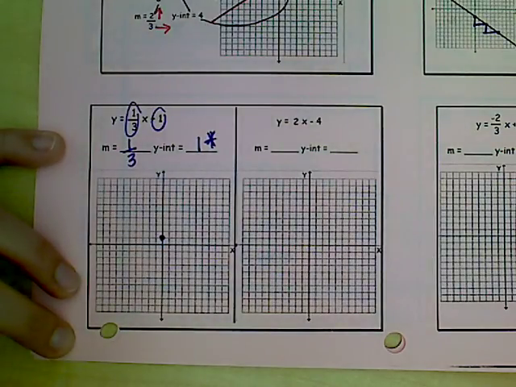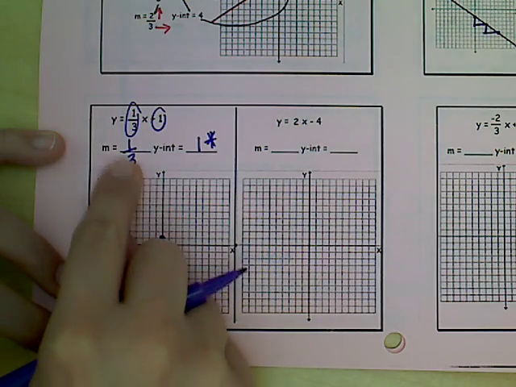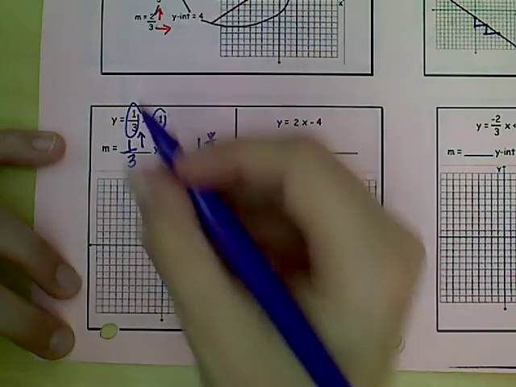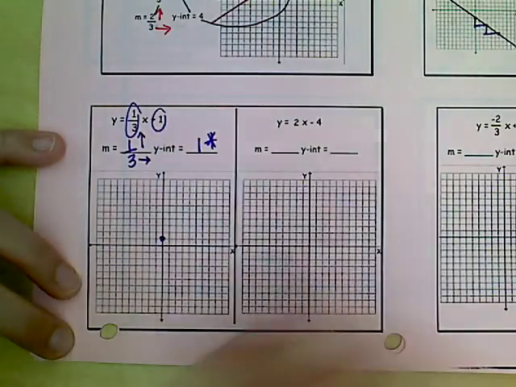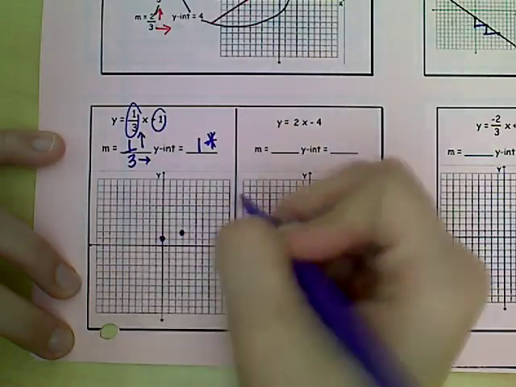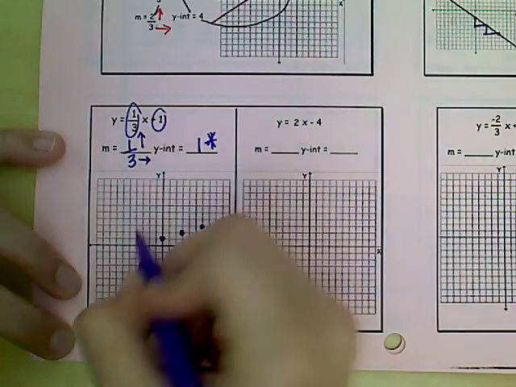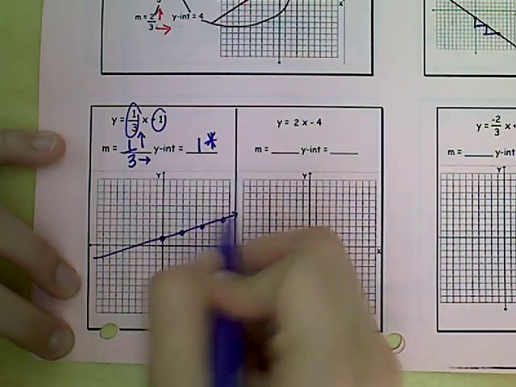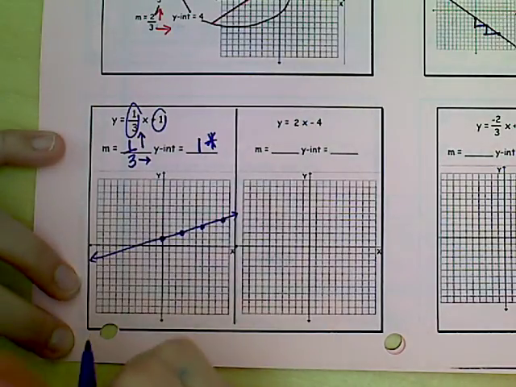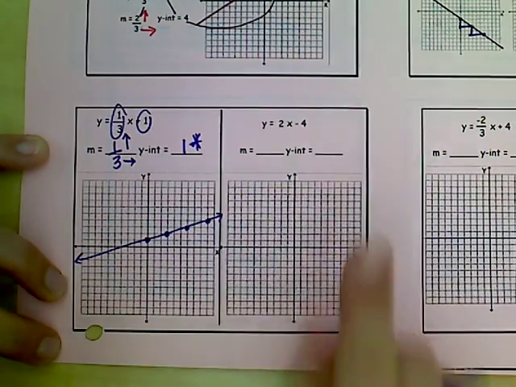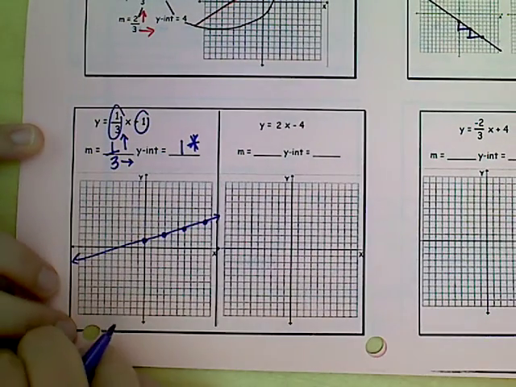And now I need to see what is my slope. A positive 1/3 slope is telling me to go up 1 and then right 3. So I'm going up 1 over 3, up 1 over 3, up 1 over 3, and there's my line. So much easier and so much faster than making a table every time. Let's look at the next one.